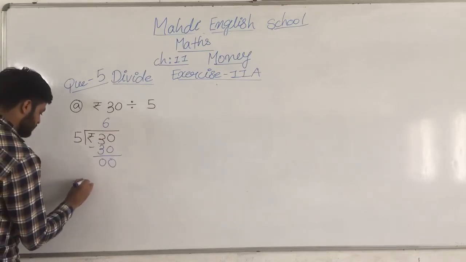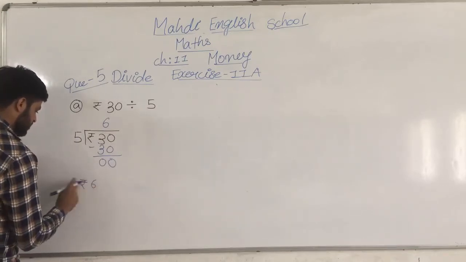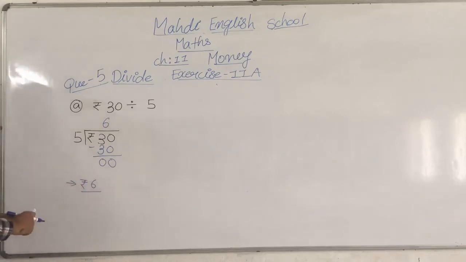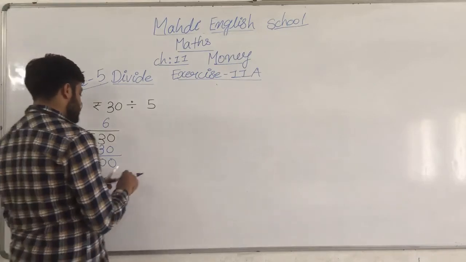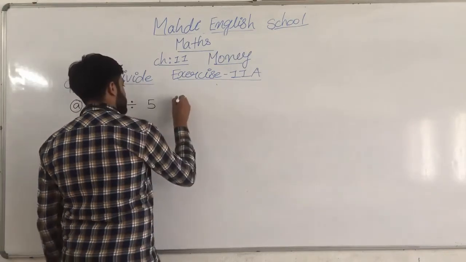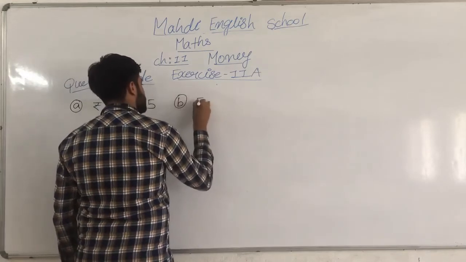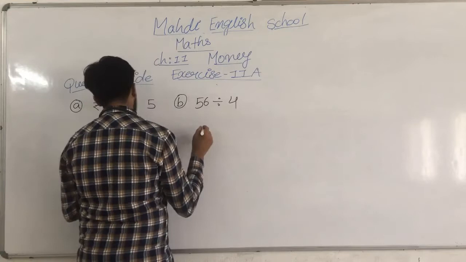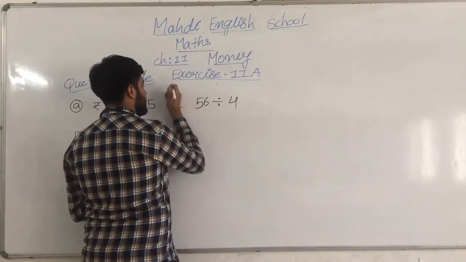6. So the answer is what? 6 rupees. Then after, we will move on to question number B. Question number B is what? 56 divided by 4.